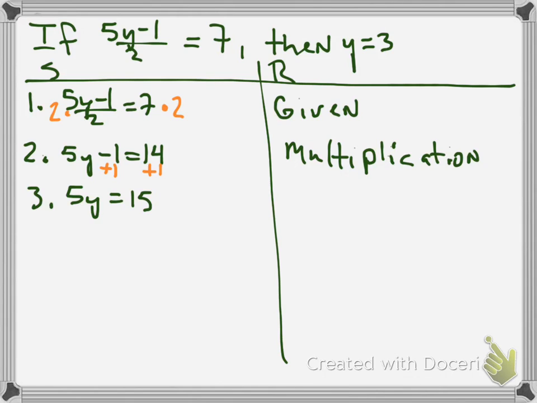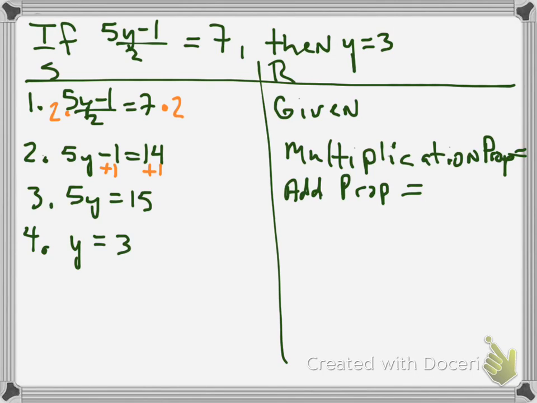You see how I'm also using a different color. That kind of helps me see how you're doing the step. And then you could say, oh, I should have said multiplication property of equality. This would be the addition property of equality. And then from there, you can kind of go from there. So the next step would have been y is equal to 3. And again, this would be from the division property of equality, and that would be dividing by 5. Okay? So maybe something like that would work.